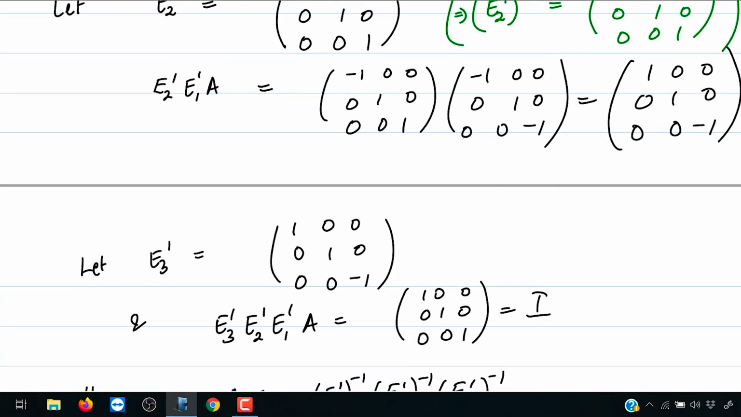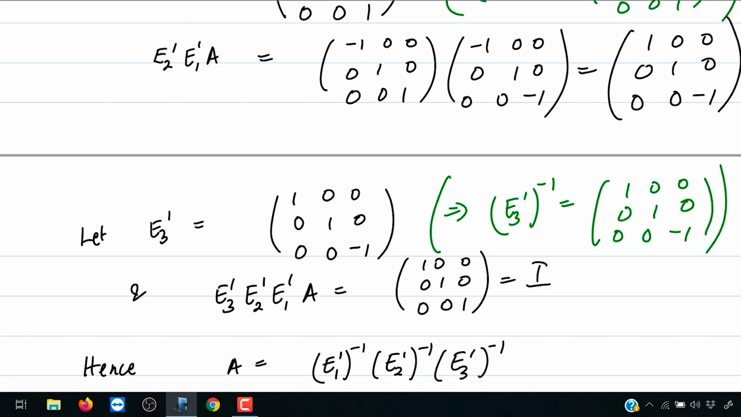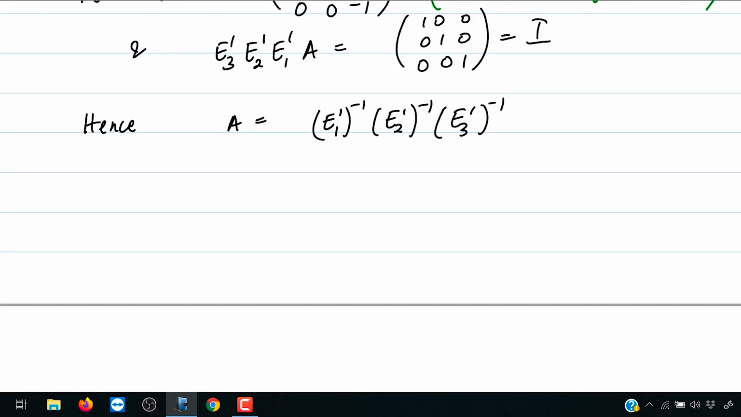And how about E3 prime inverse? E3 prime inverse is again the same matrix as E3. And therefore, we know exactly what this object is.